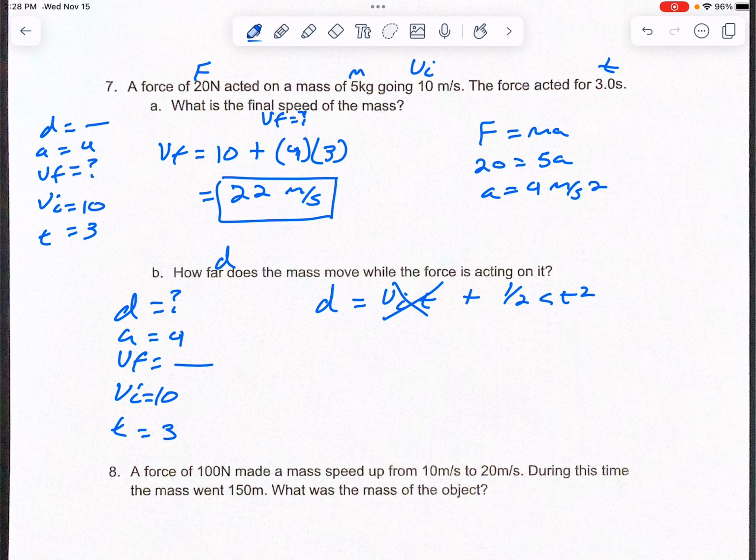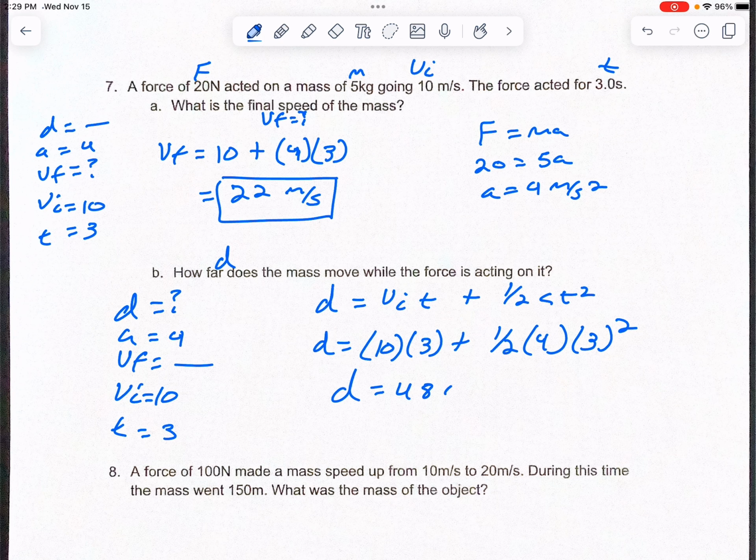So the VIT goes away because, never mind. Just be careful with that. See how easy it is? I could do that if VI was 0, but in this case, I made a mistake. VI would be 10, time would be 3, plus 1/2, A would be 4, and T is 3, and that's squared. Please just square the time. Don't square that whole thing. It's just the time. So if you add all that up, you should get 48 meters.